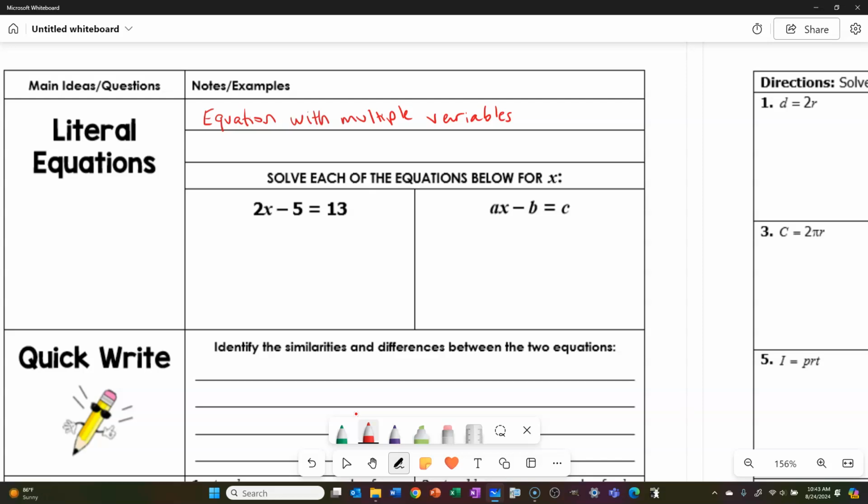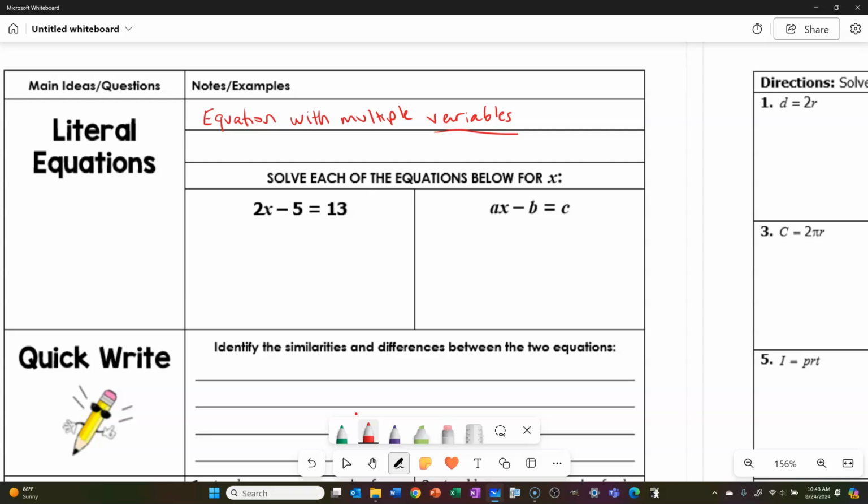Okay, so it's an equation. Instead of having all the numbers like we've been having, we will have a lot of letters, a lot of variables. So let's look at this example here to get us started. Over here on the left, we have 2x minus 5 equals 13. And on the right, we have ax minus b equals c.